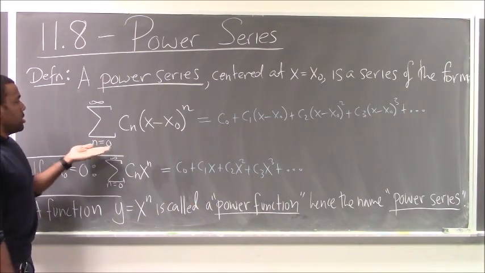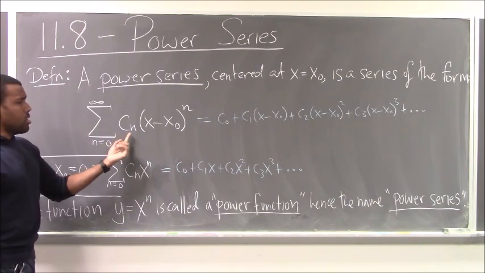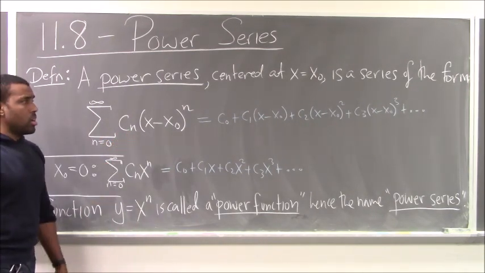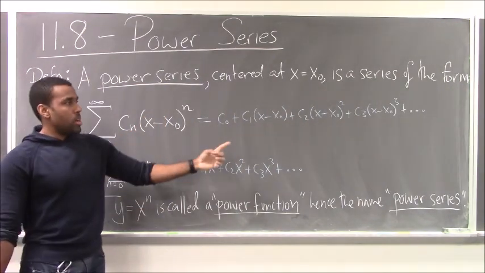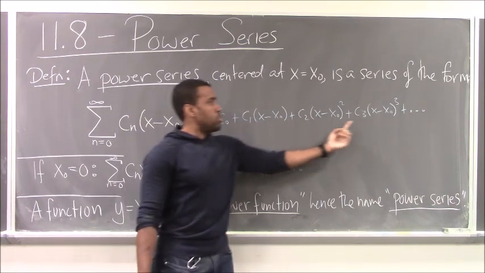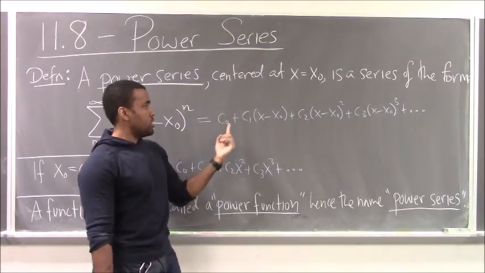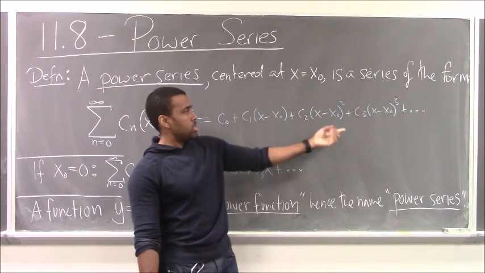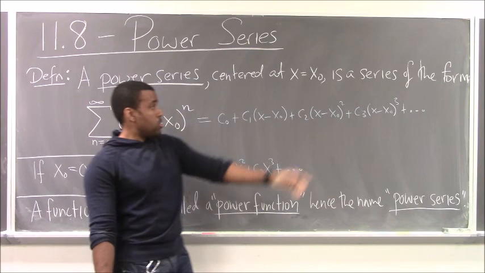That's it. So you have the series from n equals 0 to infinity of c sub n times (x minus x naught) to the nth power. Now, this isn't really a part of the definition. I just wrote out a few terms here for you to see what this would actually look like. This would look like c0 plus c1 (x minus x naught) plus c2 (x minus x naught) squared, etc. It will actually look like that if you write it out.